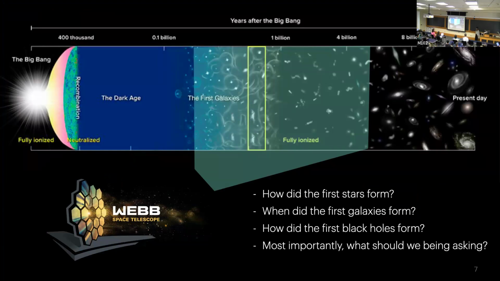Those are just a few of the questions I'm particularly interested in. Then how the first stars form, the first galaxies, the first black holes, and of course, most importantly, what should we be asking? A lot of the most influential or impactful discoveries on Webb were not even listed in the initial proposals. So this is also starting to become true in the Webb era. And in the later part of the talk, I will talk to you about some of the most surprising findings to come out of Webb, the little red dots.